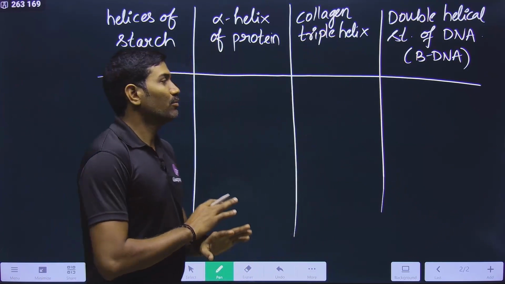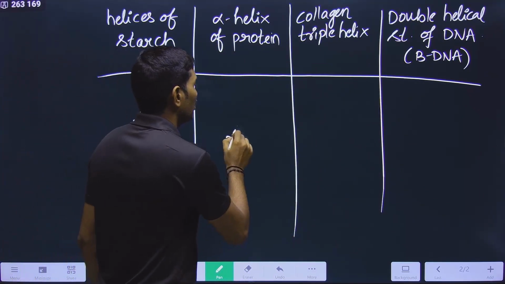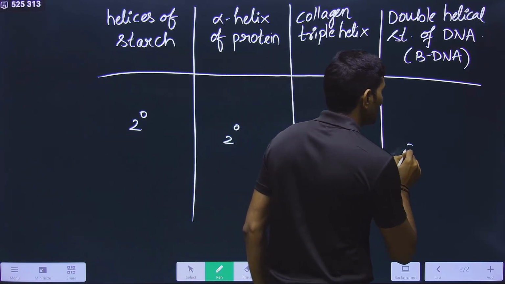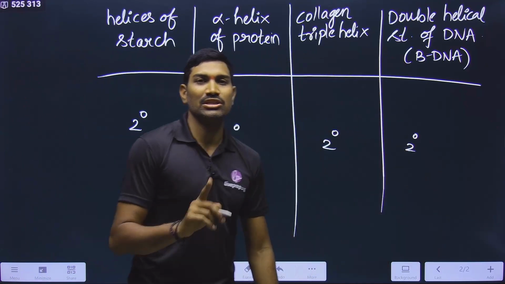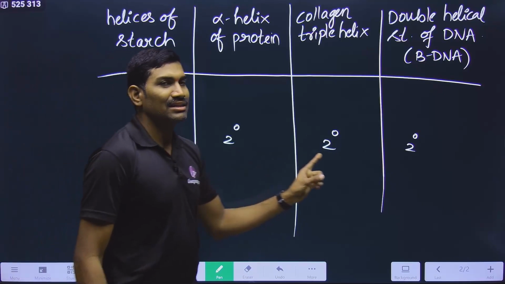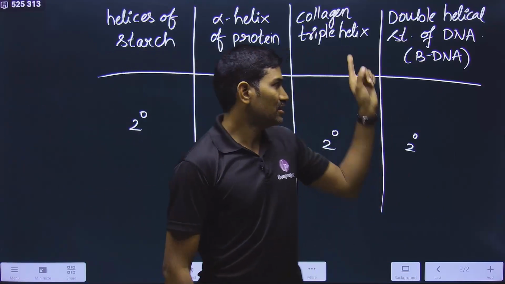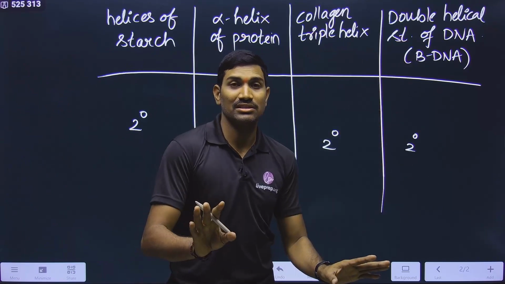So what is common point in all these things? All these are secondary structures. Please interlink the information so that you can easily understand the concept. All these are secondary structures. So this is secondary structure. This is also secondary structure.